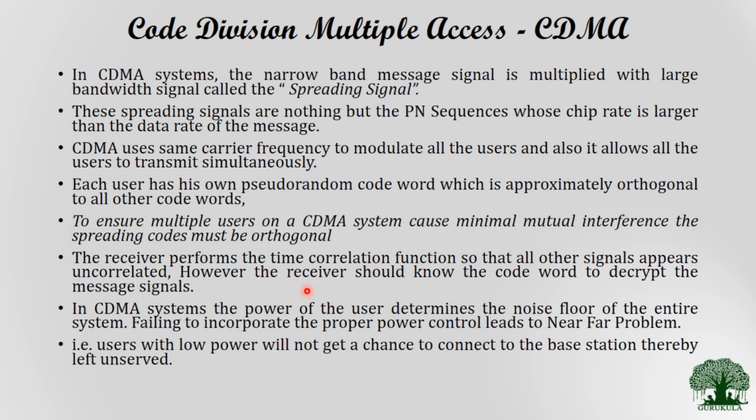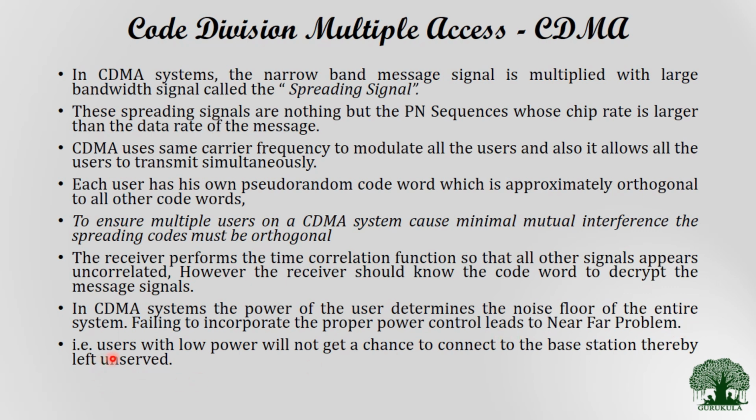In CDMA systems, the power of the user determines the noise floor of the entire system. Failing to incorporate proper power control leads to the near-far problem. This is a very serious issue which has to be addressed in the CDMA technique, and it is the drawback which code division multiple access faces. However, code division multiple access overcomes the drawbacks that we faced in previous techniques such as FDMA and TDMA. There are certain drawbacks with code division multiple access as well. One among those is this near-far problem, which can be controlled by using a proper power control mechanism.